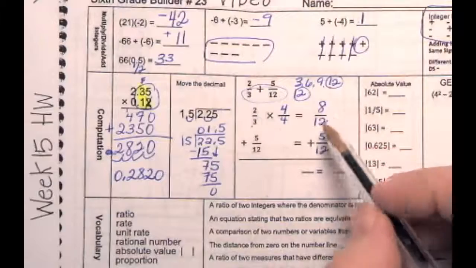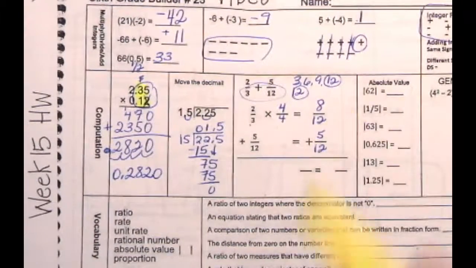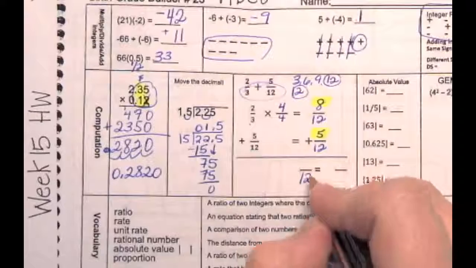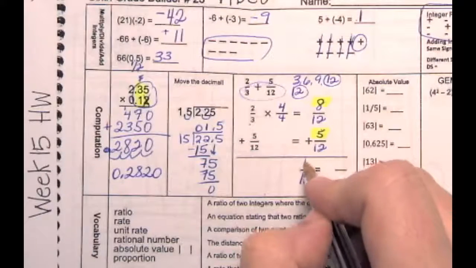And we're going to add that up. So 8 twelfths and 5 twelfths. The only thing that you're actually adding here will be the numerators. The denominator will still be twelfths. So let's see, 8 and 5 would add up to 13.